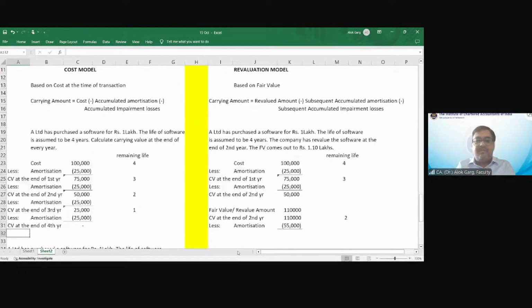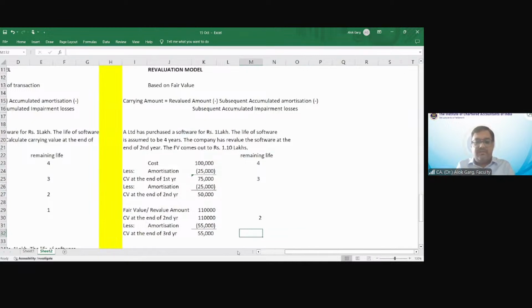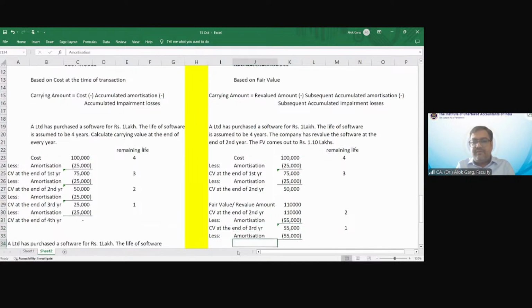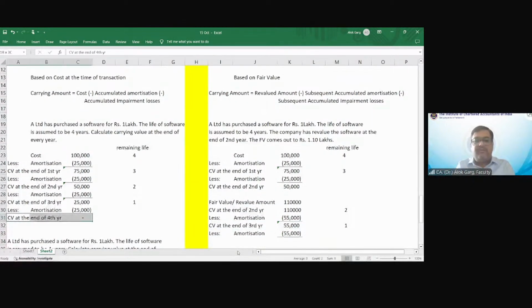Carrying value at the end of the third year. Then your remaining life is 1 year. Your amortization is 55,000 divided by 1. This is what you have to do. Less amortization, 55,000, and your carrying value at the end of fourth year will be 0.